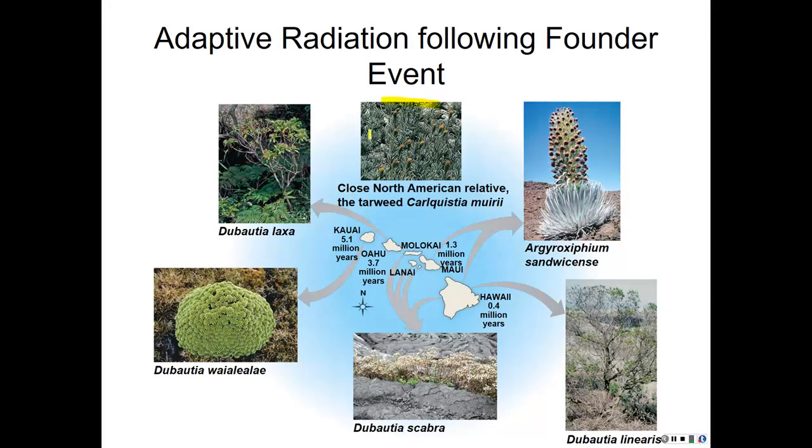Well, there's our little tarweed. And seeds of this tarweed made their way to the different Hawaiian Islands, which had, of course, very different habitats. And in a very short period of time, we had a very large number of species in this genus known as the silver swords, all with very different morphologies, arising from this one ancestor due to this founder event of coming to the Hawaiian Islands.